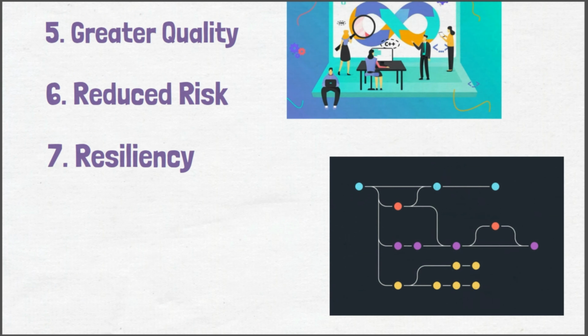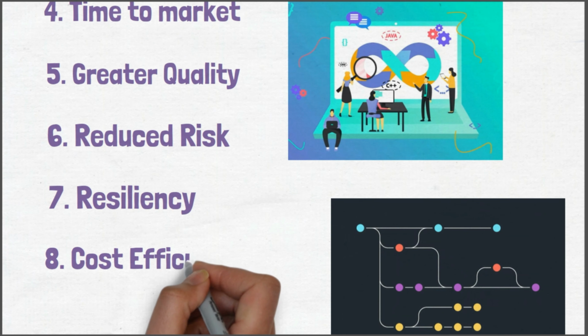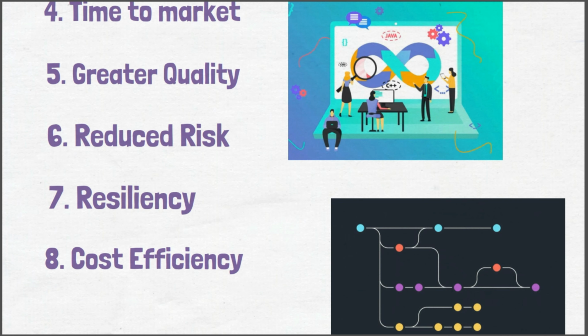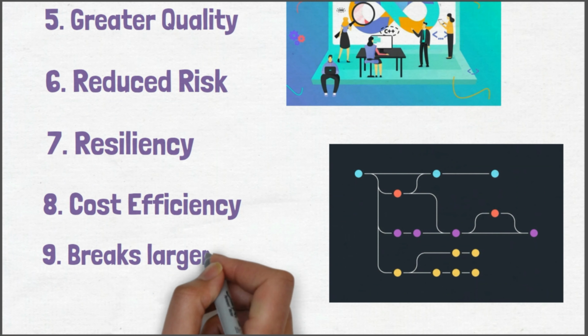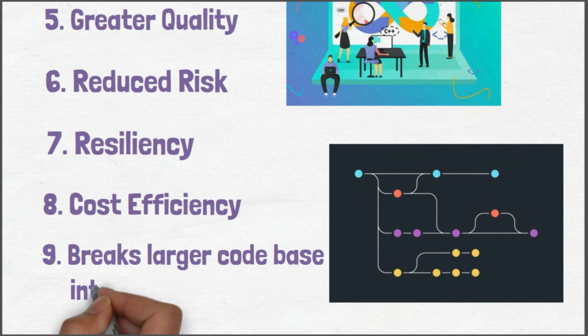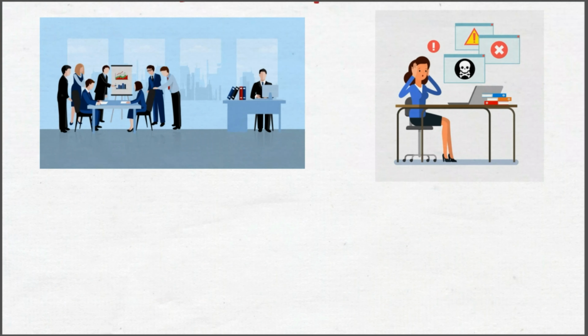Eighth is cost efficiency. DevOps offers cost efficiency in the software development process, which is always an aspiration of IT management. Ninth is breaks larger code base into small pieces. DevOps is based on the agile programming method. Therefore, it allows breaking larger code bases into smaller and manageable chunks.